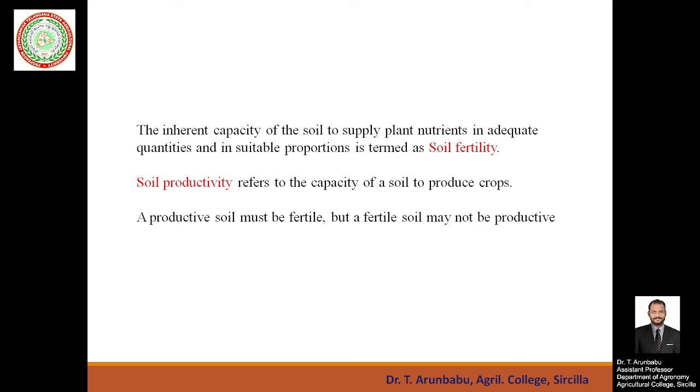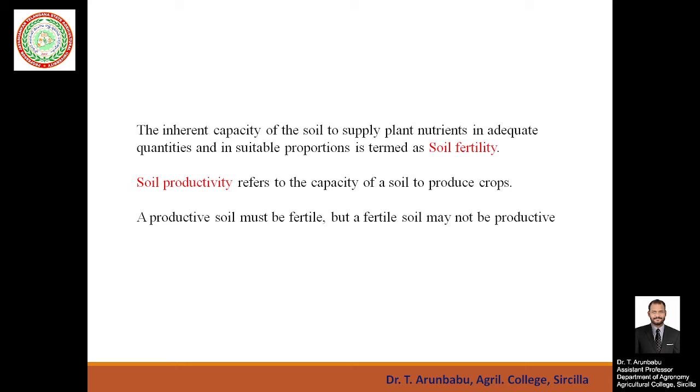The inherent capacity of the soil to supply the plant nutrients in adequate quantities and suitable proportions is termed as soil fertility. Whereas soil productivity refers to the capacity of the soil to produce crops. In case of soil fertility, the soil should be supplied with the required quantities of nutrients as well as the suitable proportions also. So that is called soil fertility.